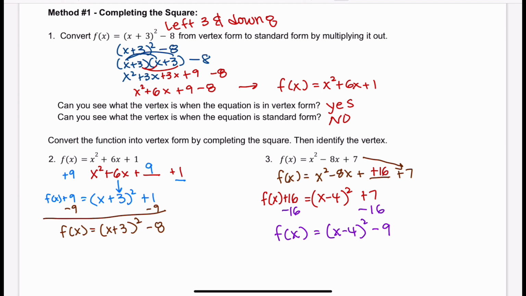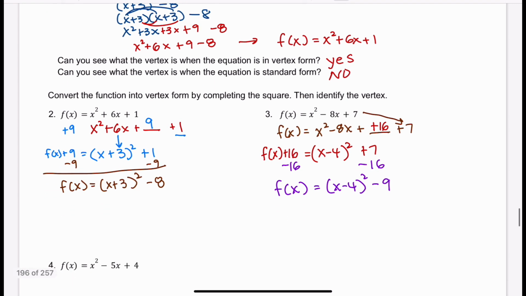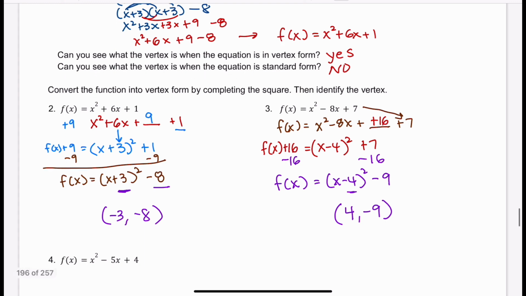And so on both number 2 and number 3, we can find the vertex. We kind of already did 2. We take the opposite of whatever is in the parentheses, -3, and it's down 8, so -8. On number 3, we have a -4 here. We switch the signs to a +4 and a -9 here.